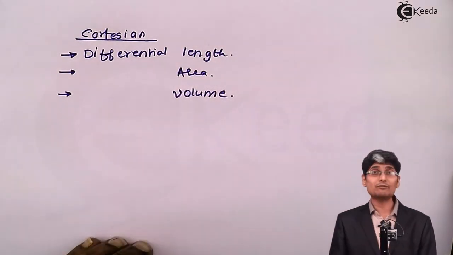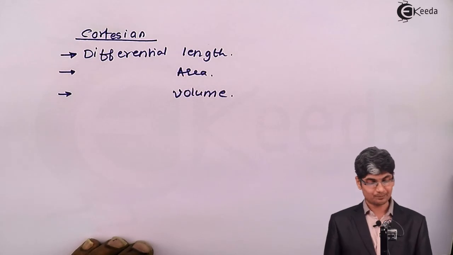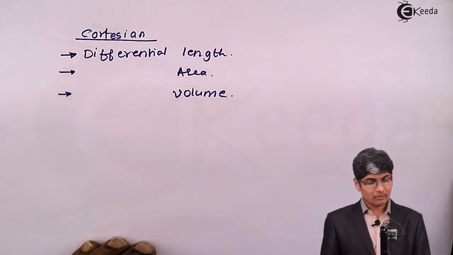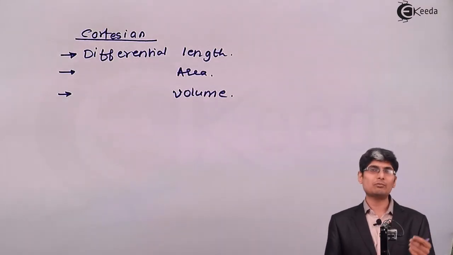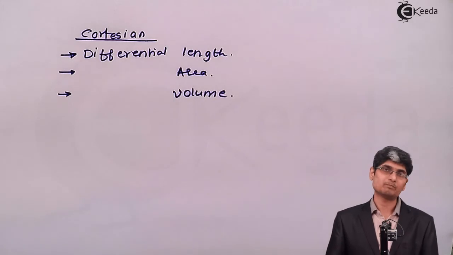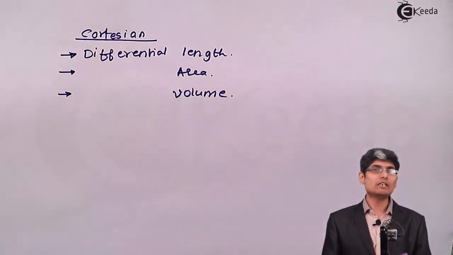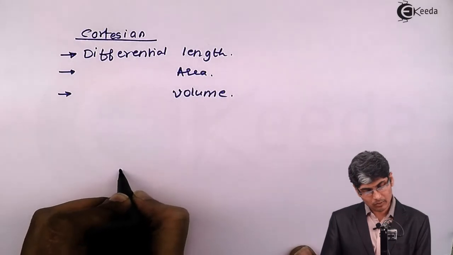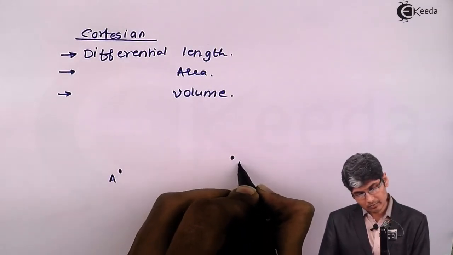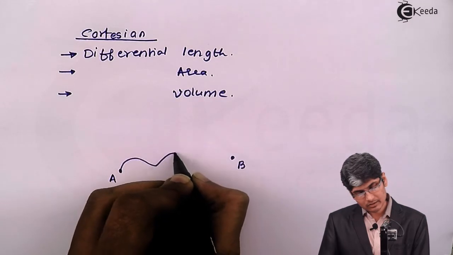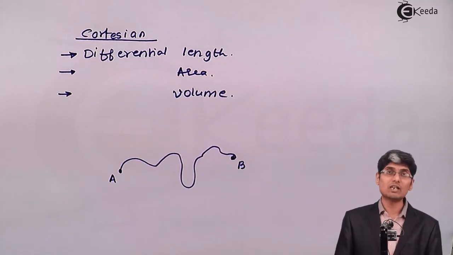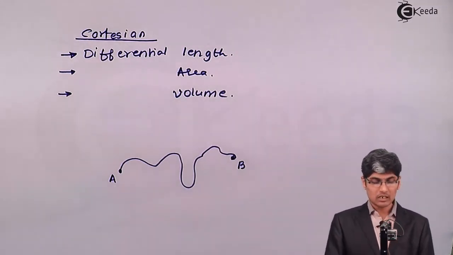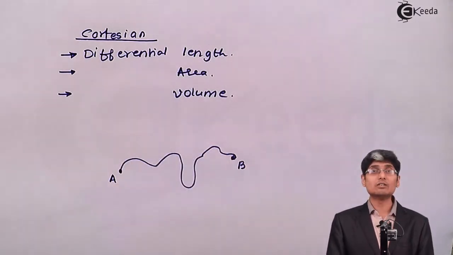Now, first of all, what do we mean by differential length, differential area and differential volume? Many times I want to find a path length. Let's say I'm traversing from point A to point B, and the traversing is not very linear. For example, this is my point A and this is my point B, and the path is curvilinear like this. If I ask you how much distance you have traveled from A to B, it is really difficult to measure.